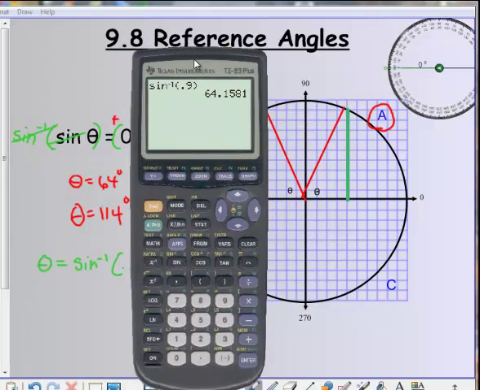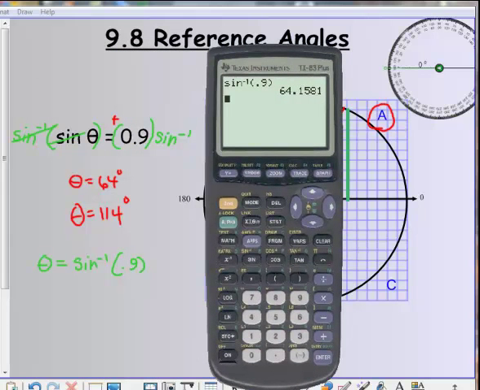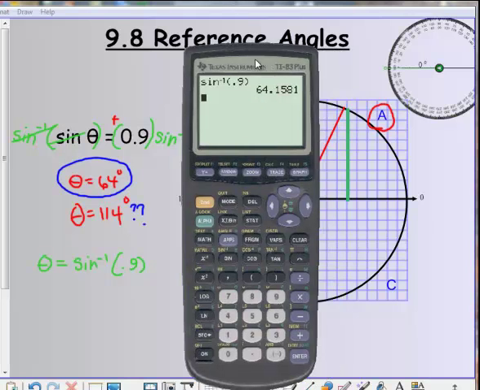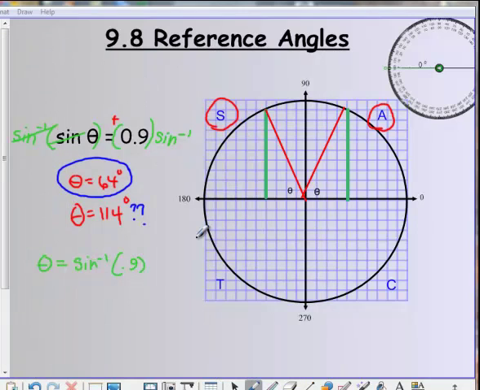Awesome. But wait, the calculator didn't tell me both answers. It only told me 64. Where am I going to get the 114 from? You see, this was a reference angle. You have to figure out the other angle on your own. The calculator won't do it for you. Well, how do we figure that out?